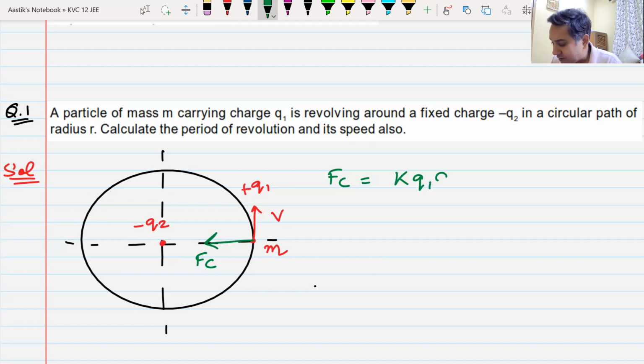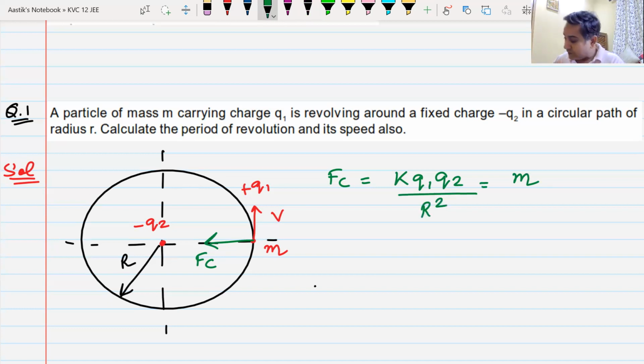K q1 q2. Remember, here we are talking only about the magnitude of force. So even if the charges are positive or negative, we take them as positive because we are talking about the magnitude of force. Do we understand this? Yes, sir. Let me call the radius of this circle R. So the centripetal force becomes k q1 q2 divided by R square. Now this centripetal force must be equal to m v square by R.